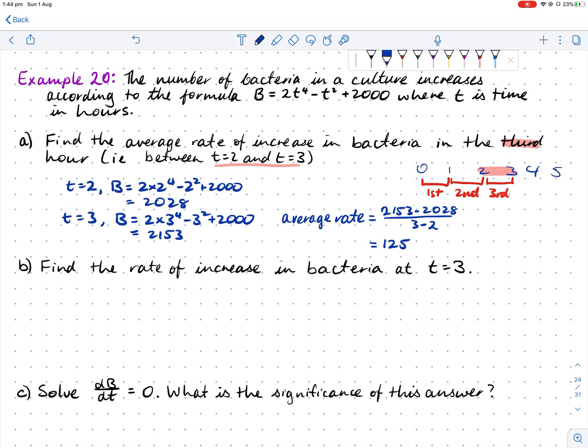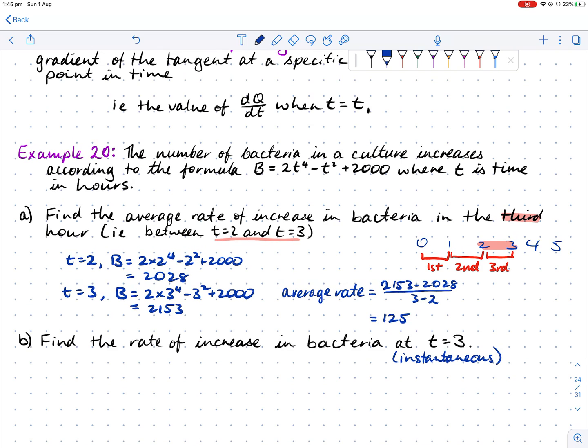For part B, find the rate of increase in the bacteria at t equals 3. So when it says at t equals 3, it means that we want the instantaneous rate of change. So what we're saying is at that particular point, as soon as it hits the third hour, we're looking at the bacteria and counting how many new bacteria have just popped up. So to work out the instantaneous rate of change, we need to first differentiate, and then put in time is equal to 3.